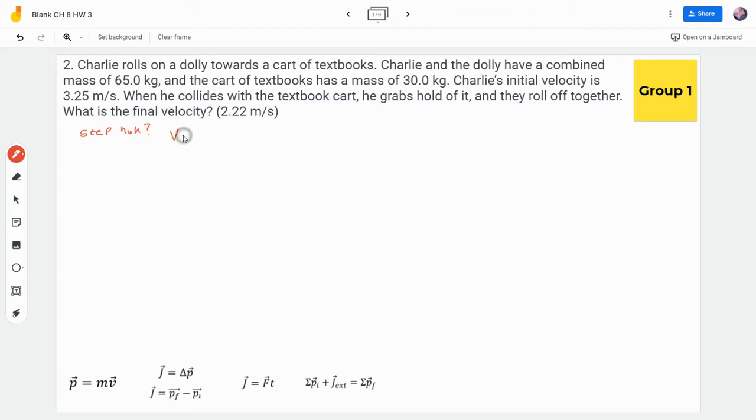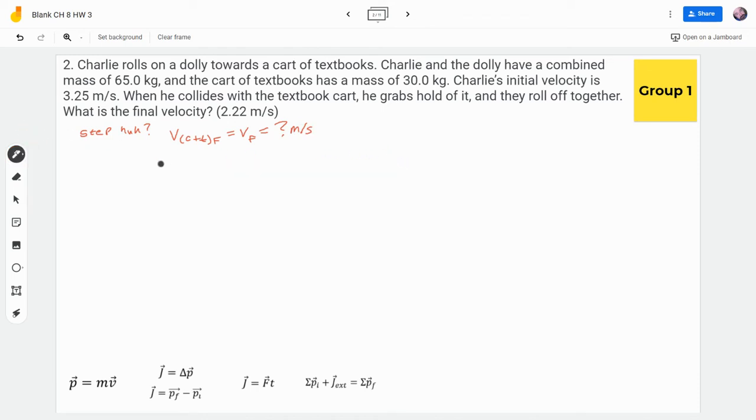So the velocity of Charlie and the textbooks when they're stuck together, final, which is a lot to write, and we don't actually need to be this specific with our subscripts because at the end of this problem, there's only going to be one mass. It'll be Charlie and his dolly and the textbooks on the cart all together as one big mass. So there's only going to be one final velocity. So let's save ourselves a little bit of effort and call it V sub f for V final. And this is equal to question mark, and its units, of course, will be meters per second because it's a velocity.